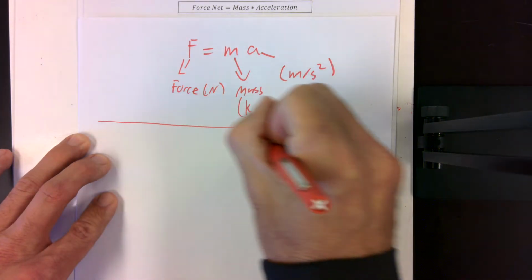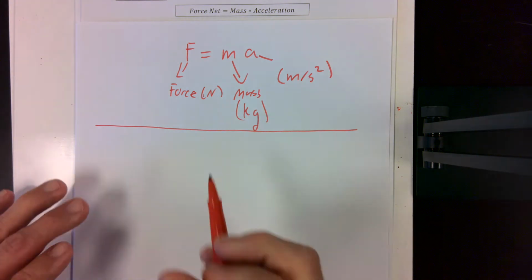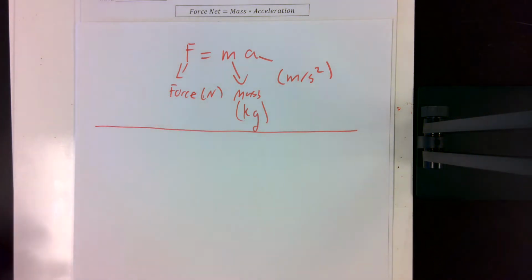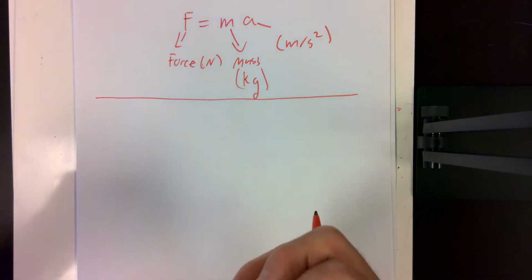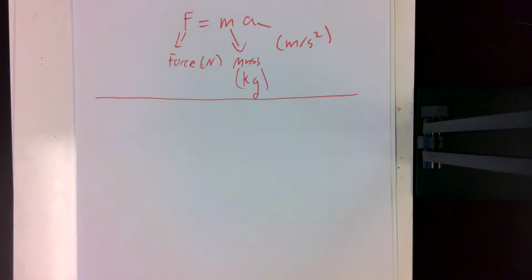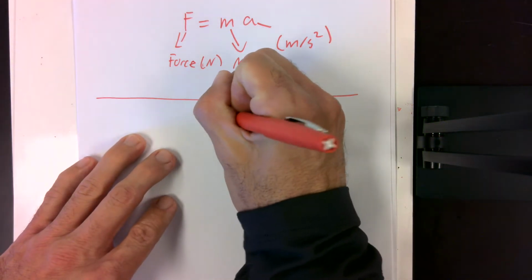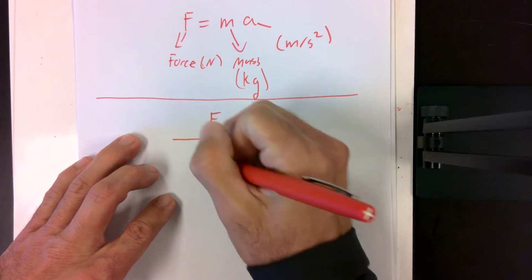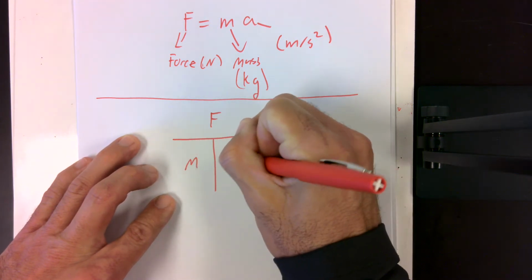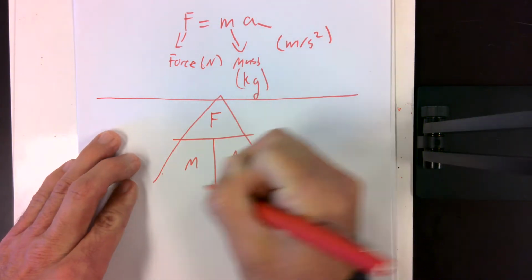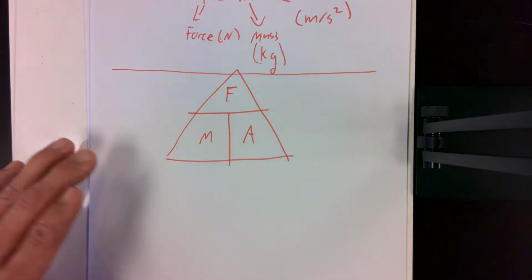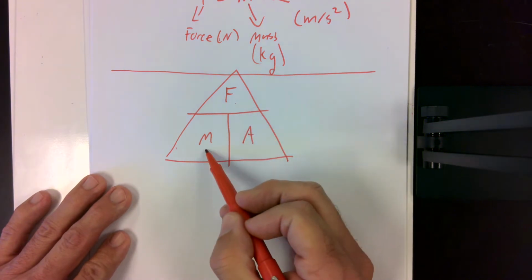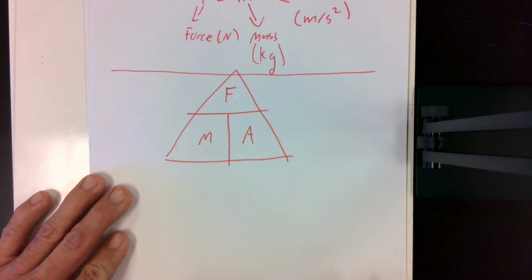Now, depending on your math abilities, depending on how good you are at maneuvering through these problems, here's a very simple way to be able to solve what variable you are looking for during an equation. Very simple. I just say F, and I make a little triangle, M, A. And this little diagram will kind of help navigate your way through some of these problems. So F is force, M is mass, A is acceleration.